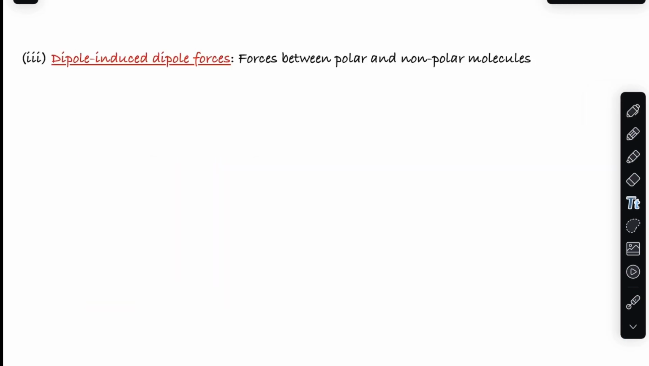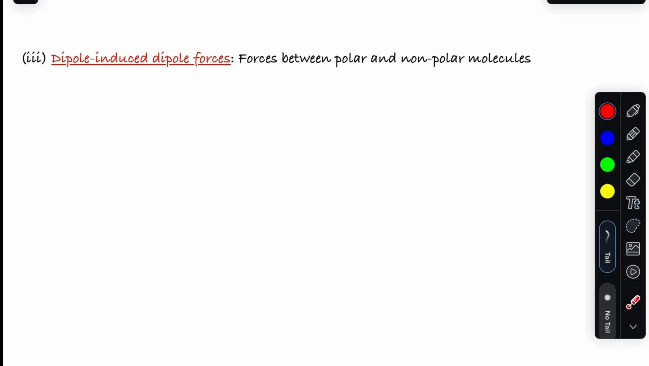Another example, guys, is dipole induced dipole. Dipole induced dipole means, guys, as it's written here, a force between a polar molecule and a non-polar molecule. So that means a polar molecule makes the non-polar molecule become polar. It's a polar that induces, which means it makes the other polar. So it was a non-polar, but it's made to be polar.